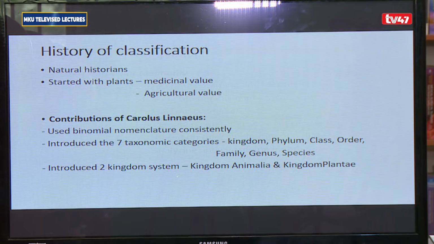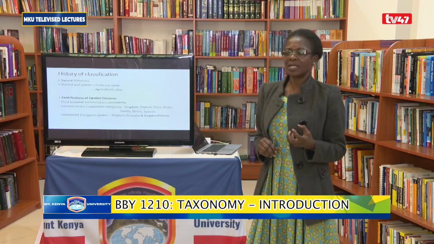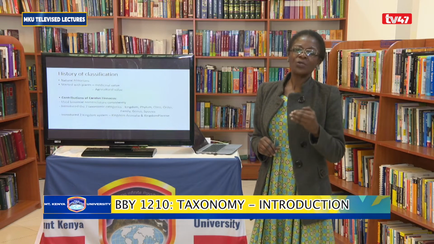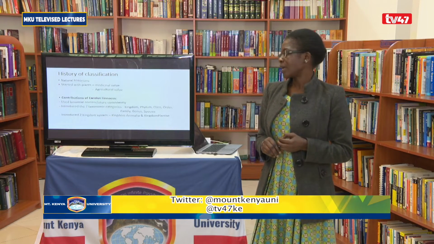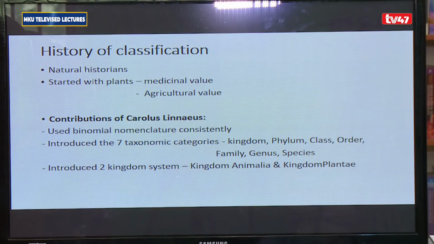Now, when it comes to classification of living things, it didn't begin recently, it began a long time ago. So we've got a history of classification, what has been done from the earlier days up to what we are using now in classification. And classification began with the natural historians. These were people in the community who retained information and conserved information about living things in the community. For the natural historians, as they were busy retaining and conserving information about living things, they began with the plants, and for a reason.